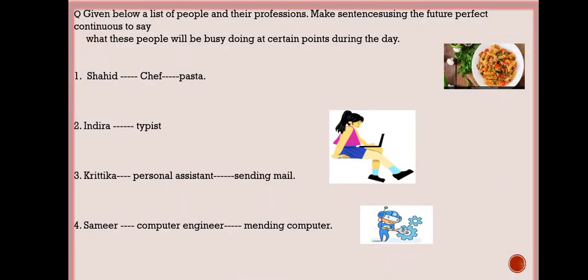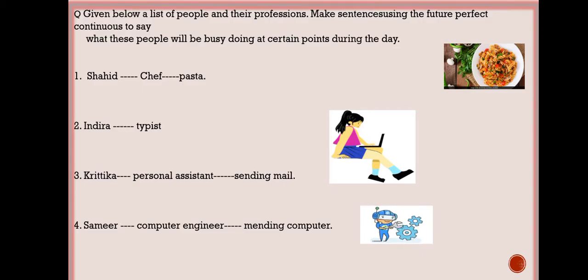Now it's time for exercise. Let's solve the exercise. Given below is a list of people and their professions. Make sentences using the future perfect continuous to say what these people will be busy doing at certain points during the day. The first sentence we have to make out of these guidelines is Shahid, chef, prepare pasta, and which tense will we be using? Future perfect continuous tense. So, what is the correct answer?